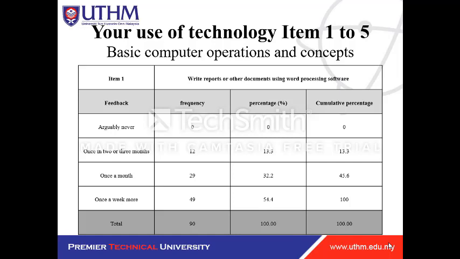I will continue from part 2, use of technology, from item 1 to 5, that is basic computer operation and concept. From the data analysis, we can see the highest percentage is 54.4%, which is the student write report or other document using word processing software, while the second highest is 32.2%, third is 13.3%. That means there is no student who does not use word processing software.